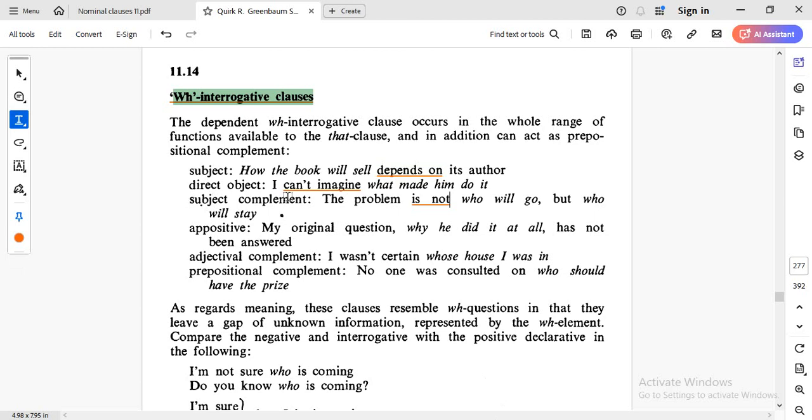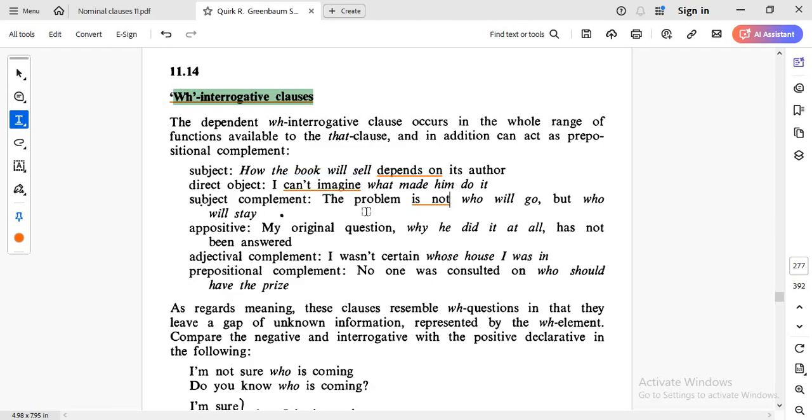Another example: I can't imagine what made him do it. So what made him do it is the WH interrogative clause that functions as an object of the sentence. If you notice the meaning of this sentence, I can't imagine what made him do it, it is in the form of a question. There's no answer in the question. That's why it is an interrogative clause.